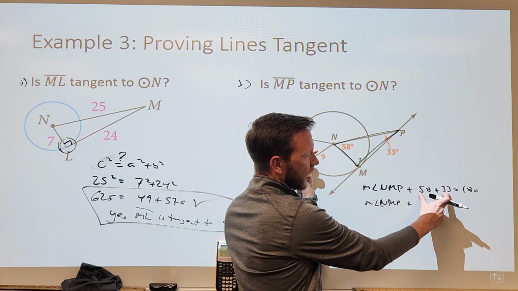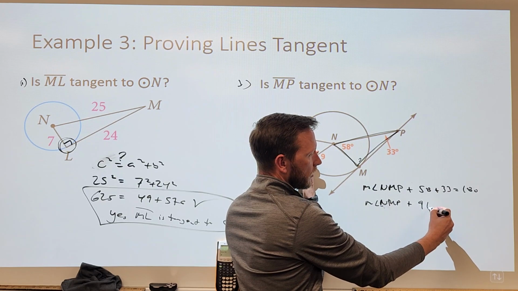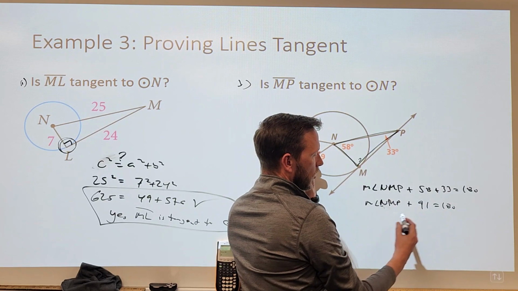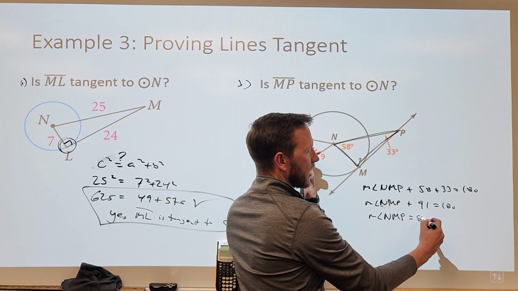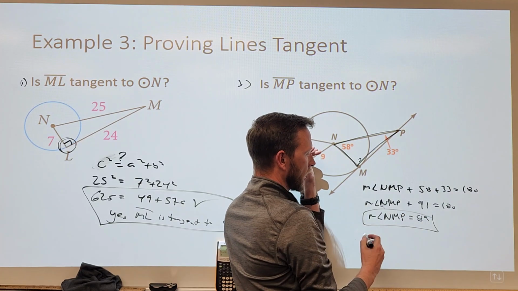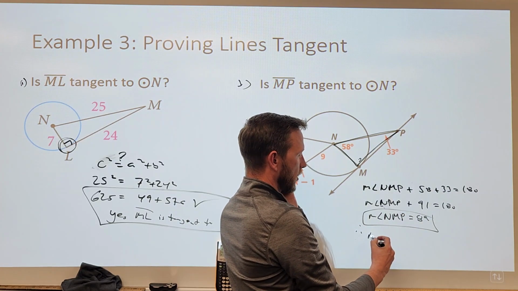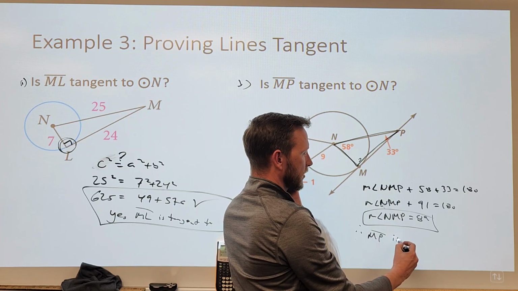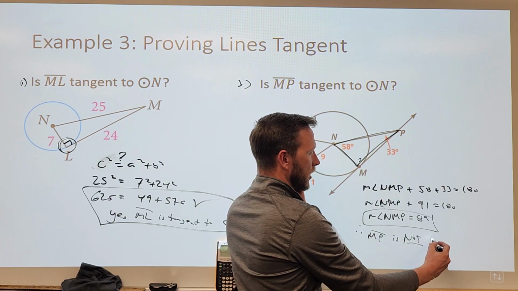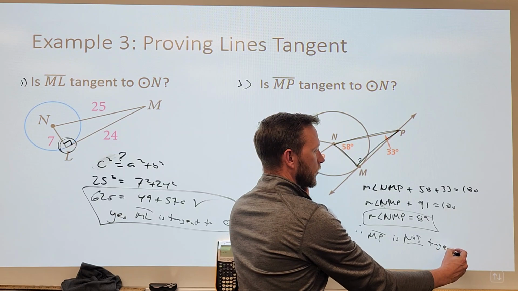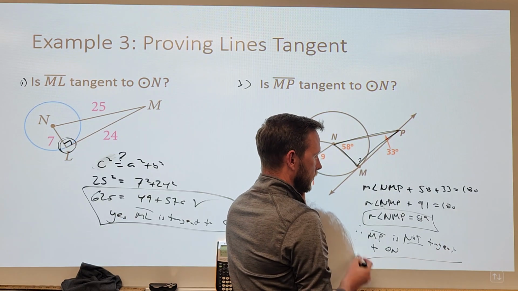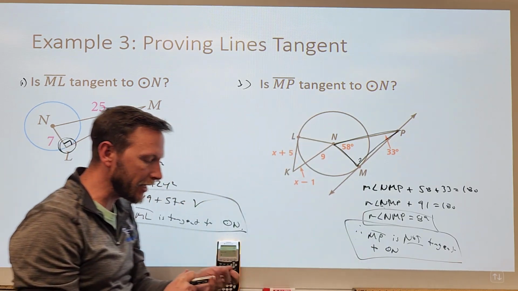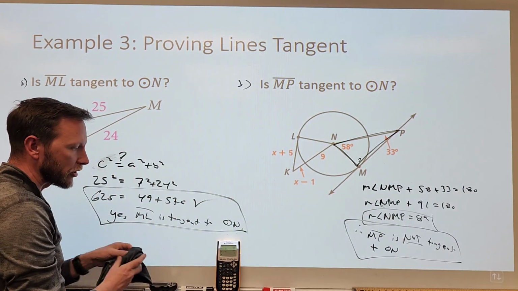When I add these up, I get 91, which means that the measure of angle NMP is 89. It is not quite 90. Therefore, MP is not tangent to the circle. All right, so we have that thinking and we have that work that supports our thinking.